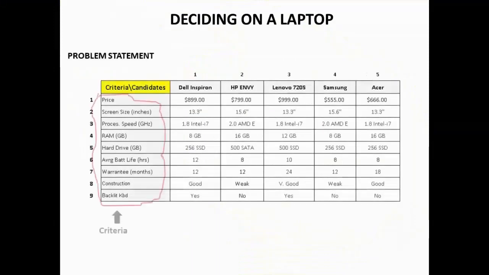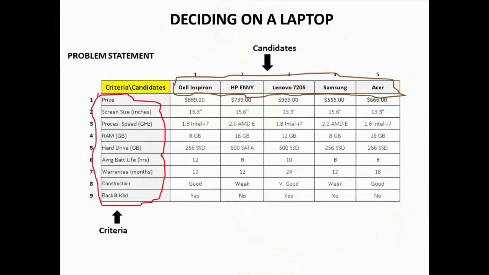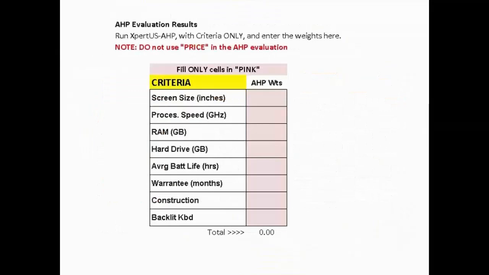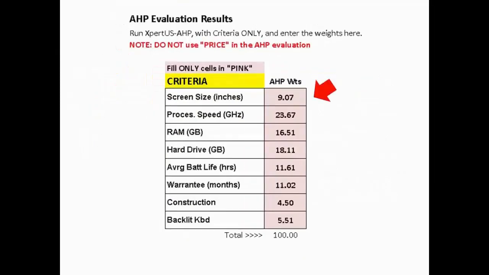Here we have the criteria. Here we have the candidates. And we have the sub-criteria information, which appear as data. The first thing we have to do is run the AHP evaluation to determine the criteria weights. Make sure you do not use price in the AHP evaluation. Now we have the criteria weights. Note it has to add up to 100.